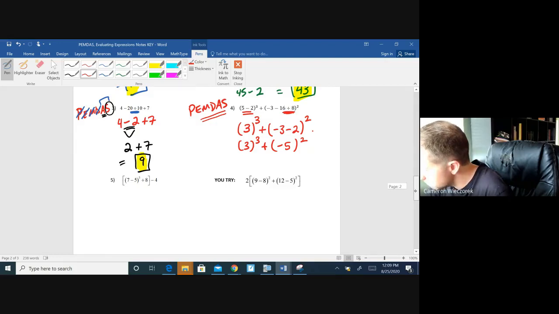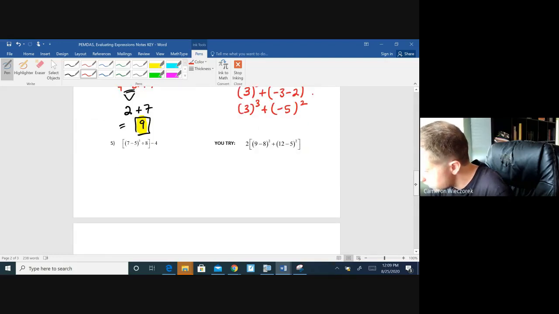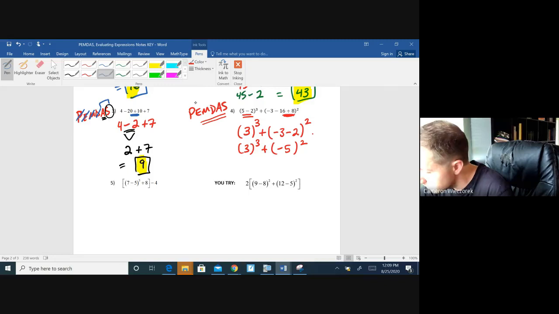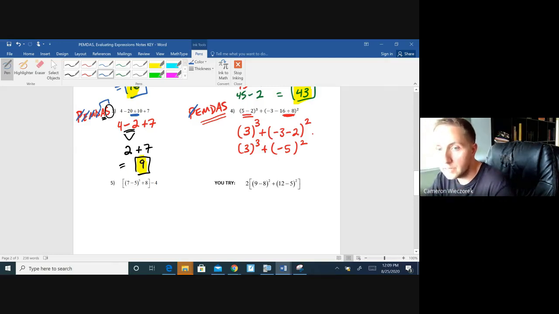Now I've done my parentheses, so now I'm going to move on to my exponents. And I'm going to do them from left to right. 3 cubed, you can do that by hand. 3 times 3 times 3, be 3 copies of 3.